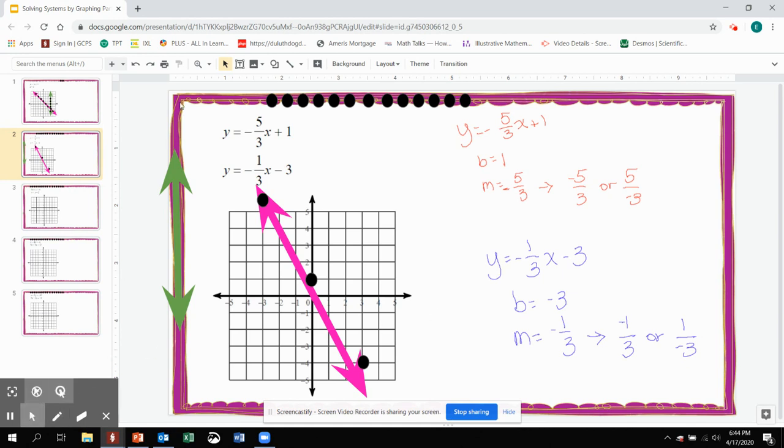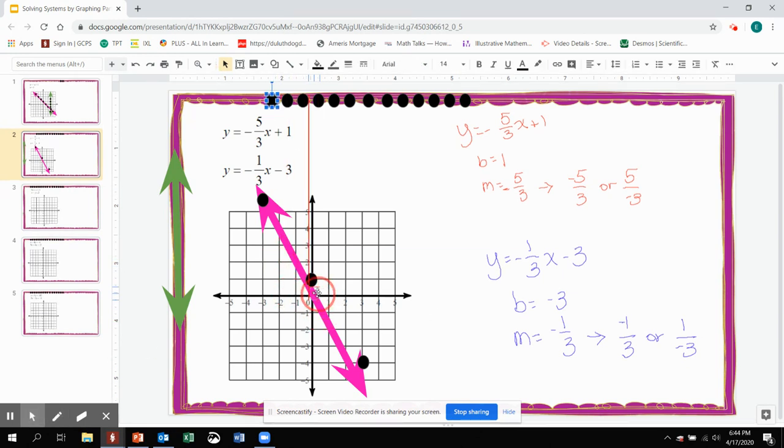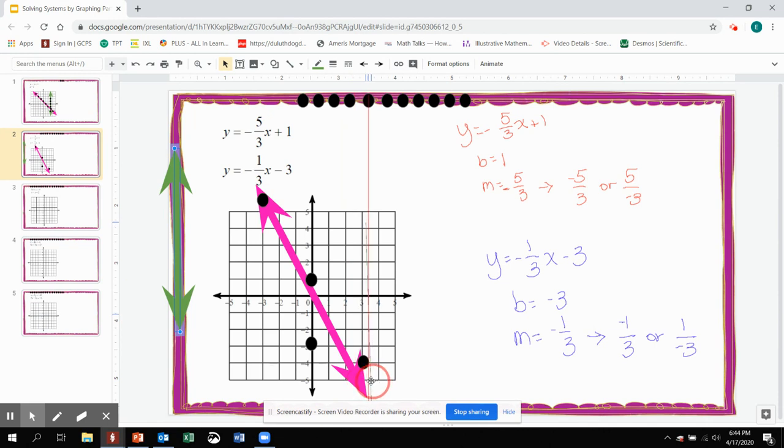So let's look at our points. We're going to start with our y-intercept, so we will move down to negative 3 on the y-axis for our first point. And then let's look at our slope. If I use my first slope, which is a rise of negative 1 and a run of positive 3, rise negative 1 is down 1, run of positive 3 is right 3. When I do that, I actually intersect with my first line. So I can go ahead and connect these because I don't need any more points. I've already found the point where these two intersect.